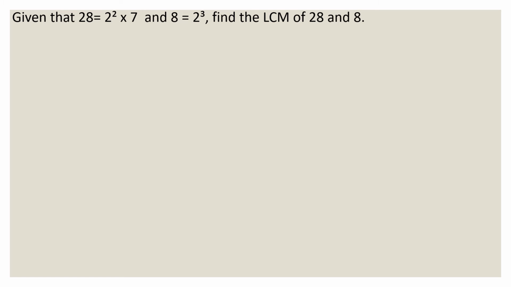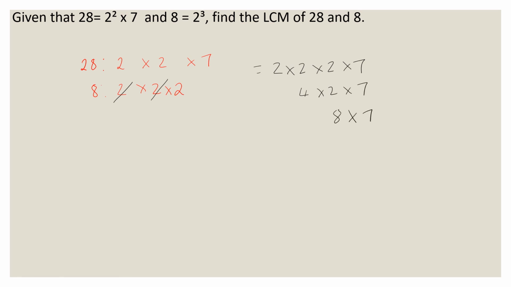Now sometimes you'll get a question like this where they've actually done the hard work for you because they've already written these numbers as a product of their prime factors. So I'm going to expand it first. So 28 is 2 times 2 times 7, and 8 is 2 times 2 times 2. And it wants me to find the lowest common multiple. So I'm going to treat this no differently. So get rid of my duplicates, and that's going to give me 2 times 2 times 2 times 7. So 2 times 2 is 4, 4 times 2 is 8, and 8 times 7 is 56.